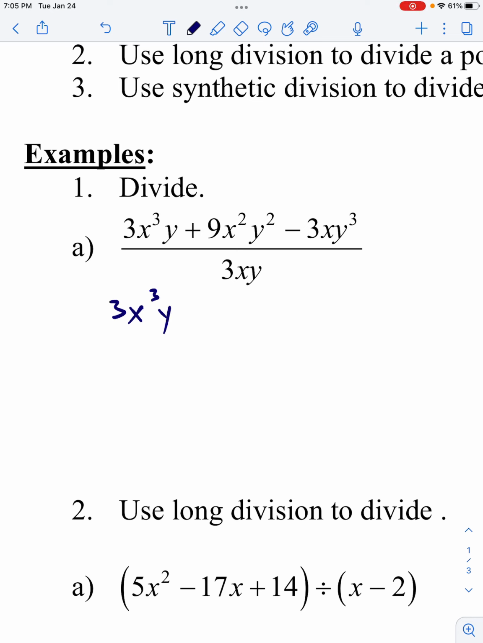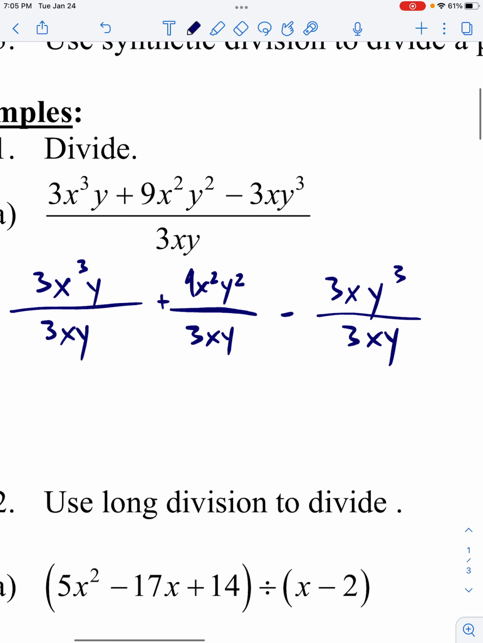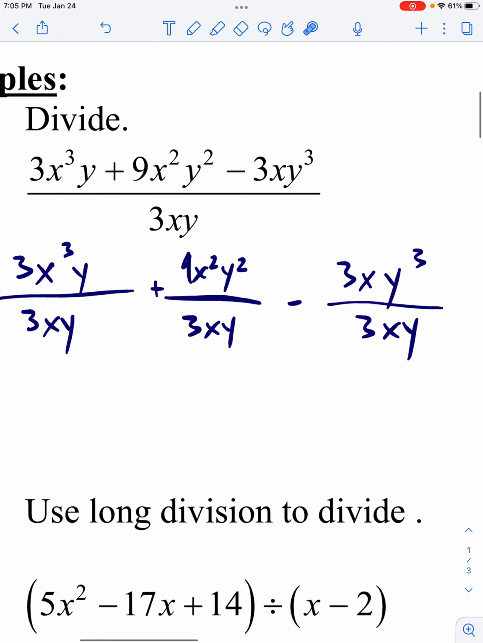So what you're going to do is write that first term in the numerator over the denominator, okay? Plus, then we're going to do the second term, okay? That second term in the numerator all over the denominator, okay? And then, you guessed it, that third term in the numerator all over the denominator, okay? So we just basically rewrote these three terms up here as three different fractions, okay? We can do that, right? We're allowed to do that algebraically, okay?